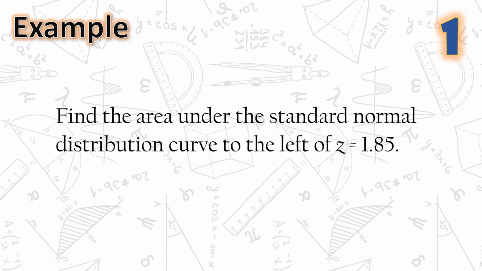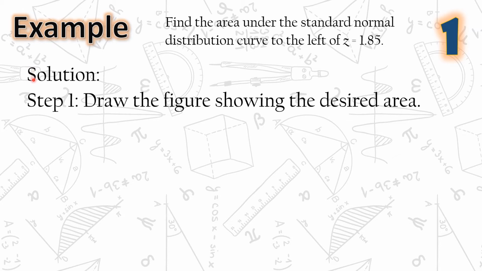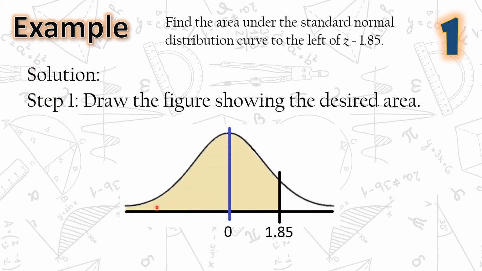Let us have an example. Find the area under the standard normal distribution curve to the left of z equals 1.85. For our solution, first we draw the figure showing the desired area, the standard normal distribution curve, and since the value of z is positive, then it is to the right of the mean, or to the right of 0. So we have 1.85. The area is shaded, that is to the left of z.